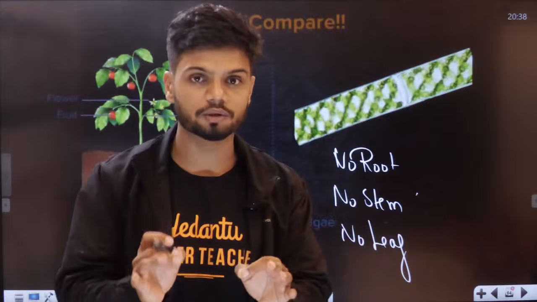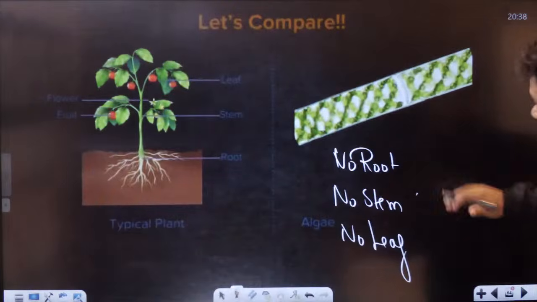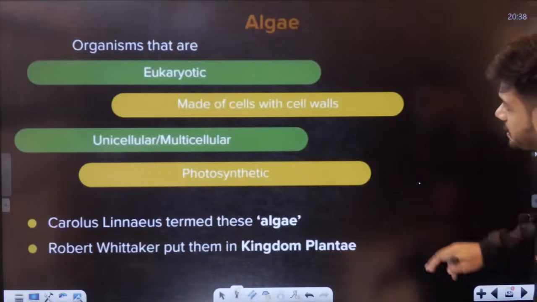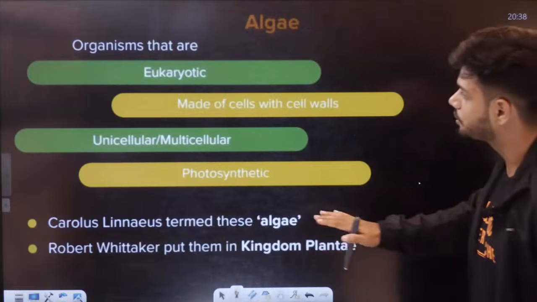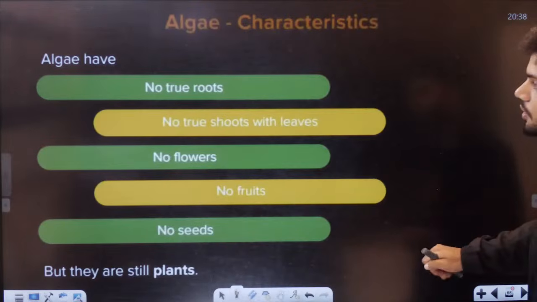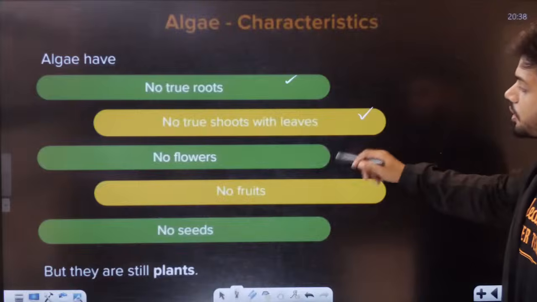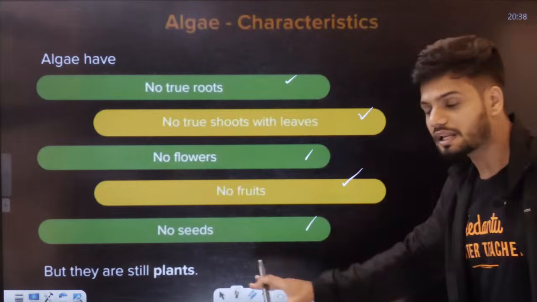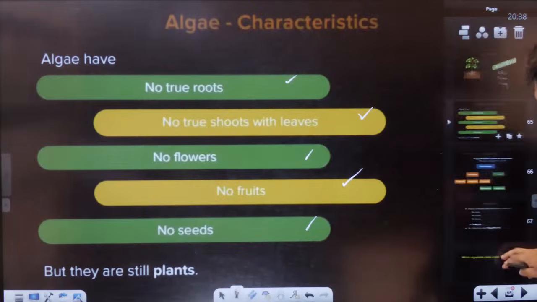That is thalloid structure. So this is what an algae looks like, students. There is no root, no shoot, no leaf, no flower, no fruit, no seed. Still it is a plant, students.